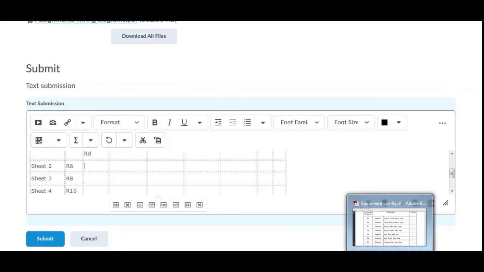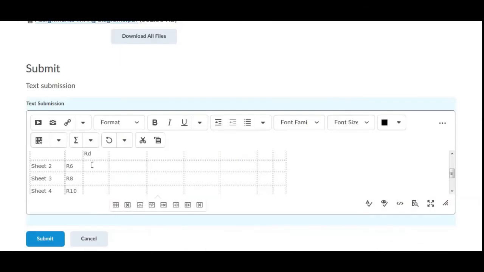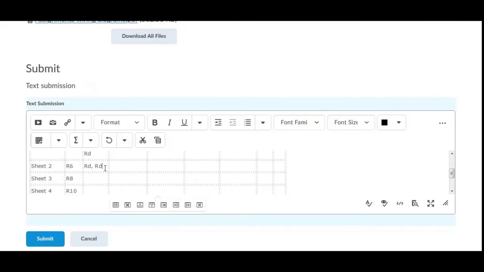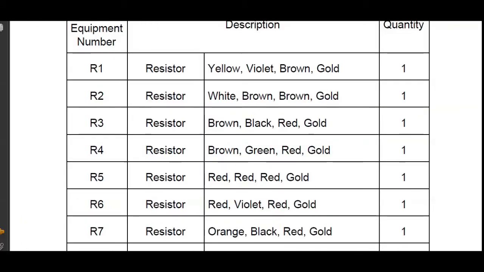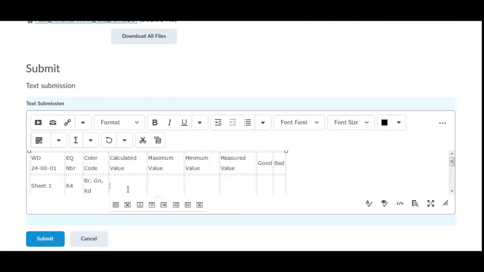Number 6. Number 6 is red, violet, red. Okay, so we go to RD, I believe. Let me make sure. R6 was red, violet, red. My mistake. VT. And what was the third color? Red, violet, red. And so on. And then of course you would enter the calculated value.